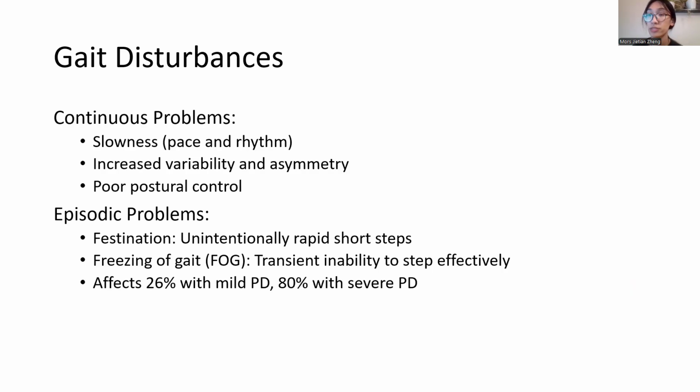Episodic problems include festination, unintentionally rapid short steps, and freezing of gait, or FOG. Freezing of gait is particularly problematic, described by patients as feeling like their feet are stuck to the ground. This affects 26% of the people with mild Parkinson's disease, but jumps to 80% of those with severe disease. Freezing episodes are often triggered by doorways, narrow spaces, and changes in flooring patterns.